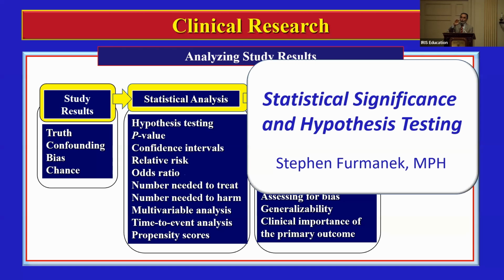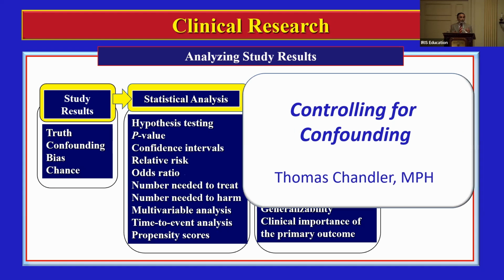There's an association between coffee drinking and lung cancer, but it's confounding, because it's smoking and lung cancer. If you smoke, you drink coffee, and the more coffee you drink, the more you smoke, then there is an association, and then there is this confounding. Controlling for confounding is critical for us in clinical research. We can control for confounding when we design the study, in the planning, and in the analysis. And then Thomas Chandler is going to give us a presentation on controlling for confounding.